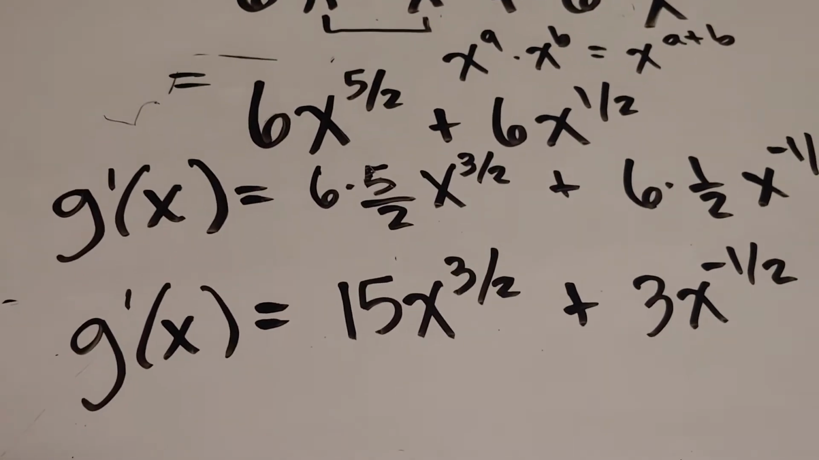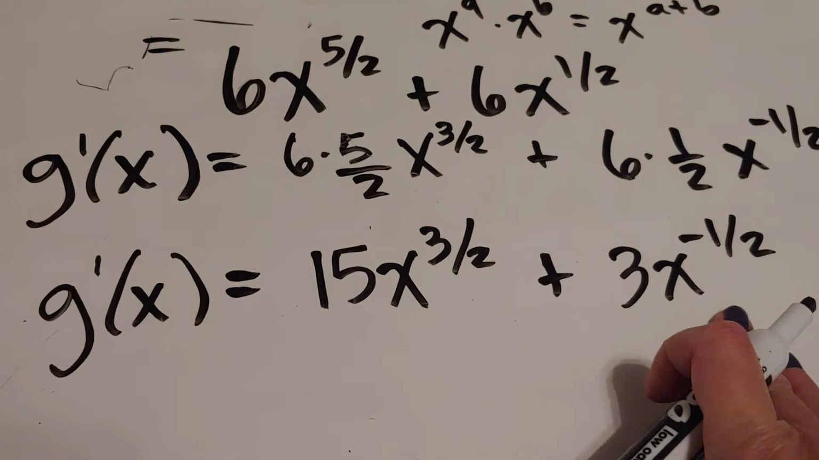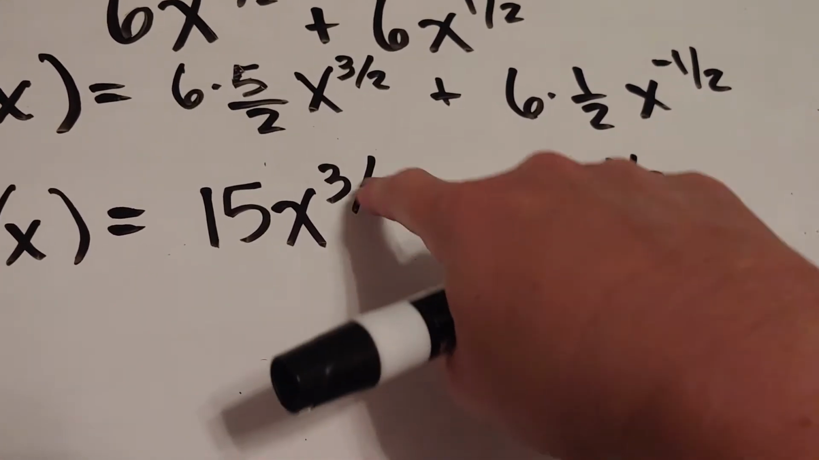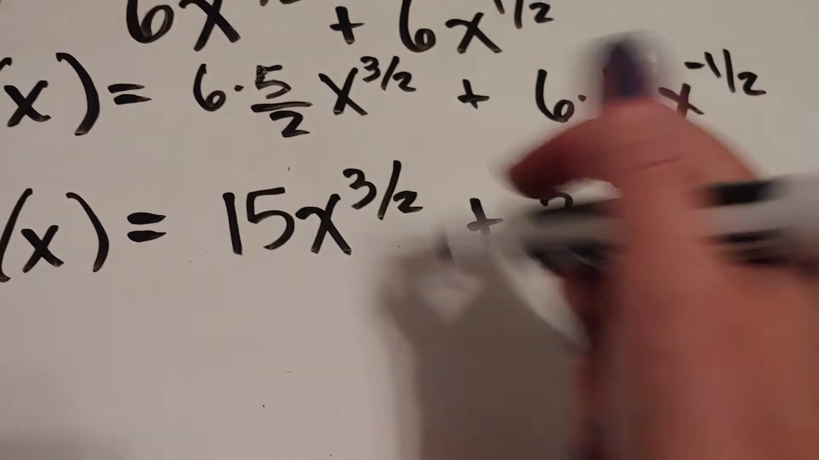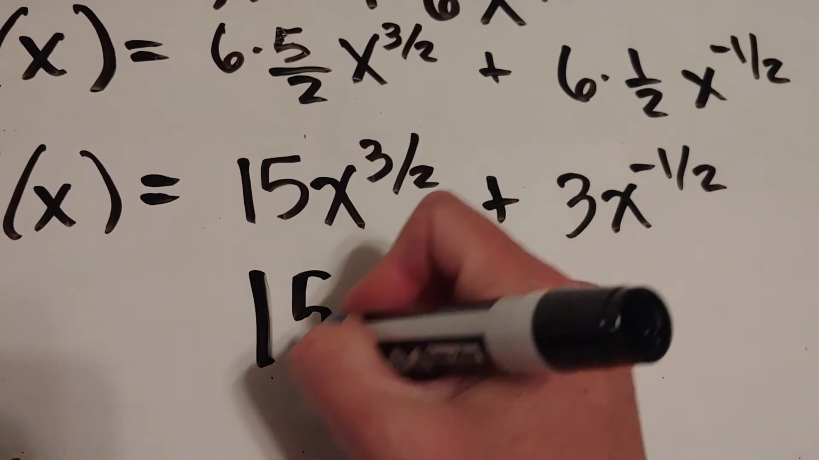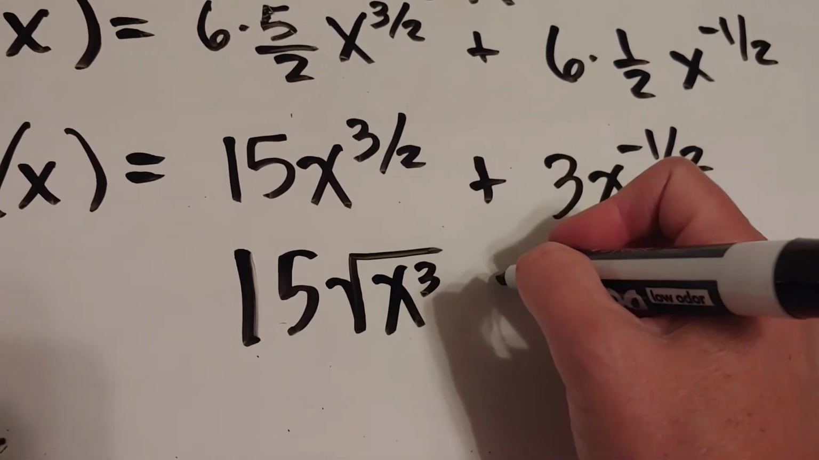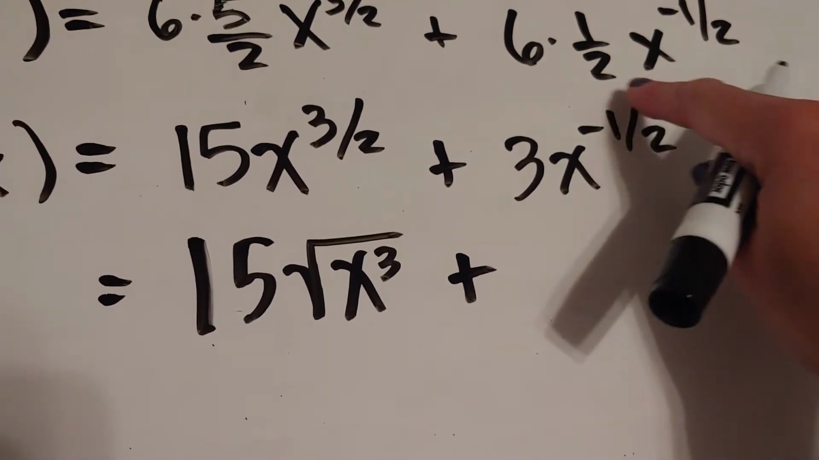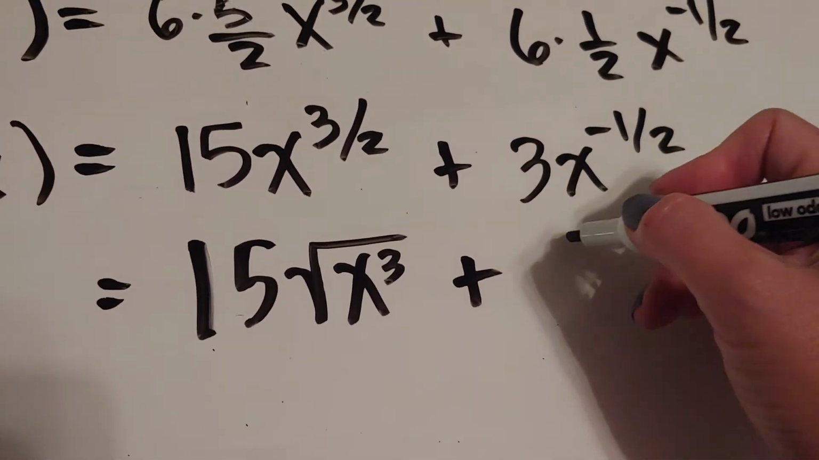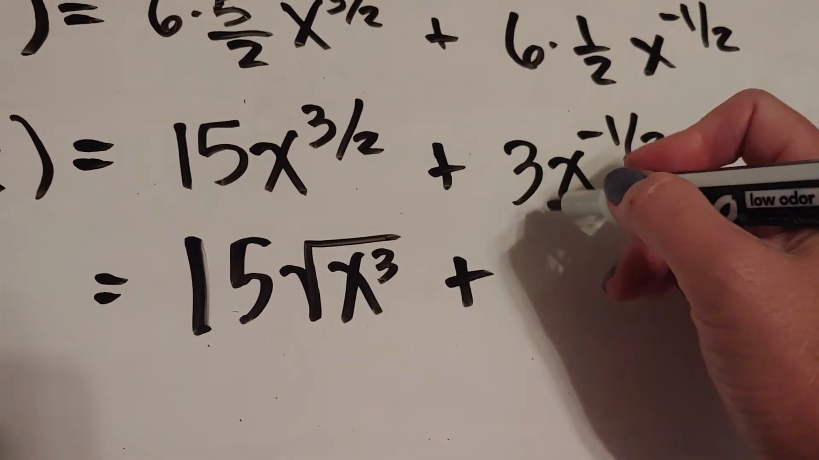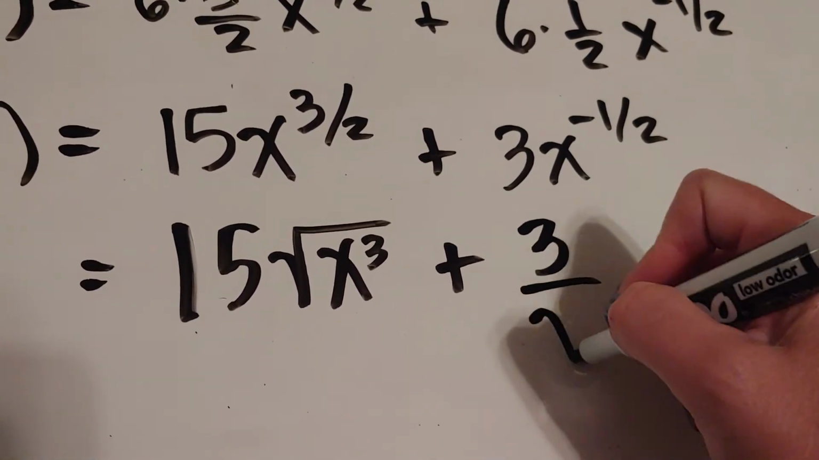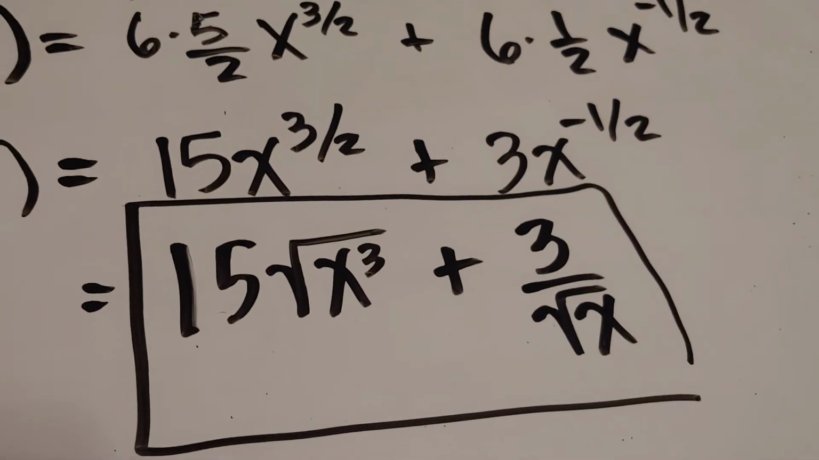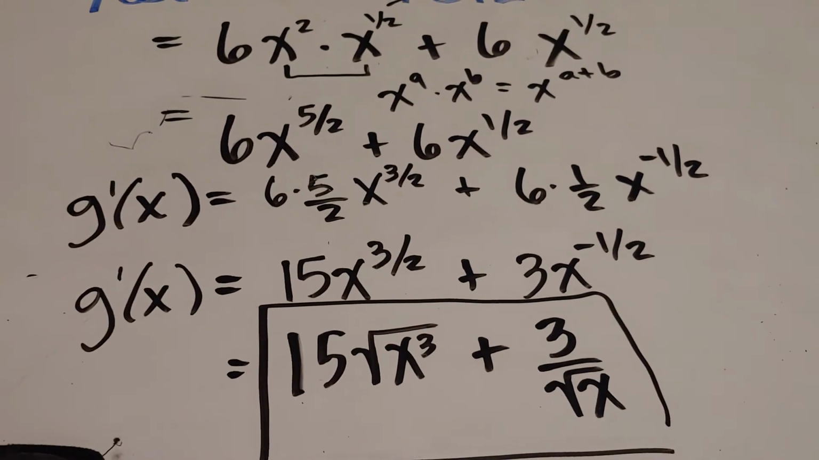Okay, now, one last time, I'm going to remind you how to rewrite this as roots. The fractional denominator tells you what type of root it is. The top tells you what's underneath the house. So for this one, this would be 15 square root of x cubed plus, okay. Now this negative means that this root's going to be in the denominator. So this would be a square root of x in the denominator. That 3 does not have a negative exponent. So the 3 stays up above. The square root of x is down below. All right, that is our answer.